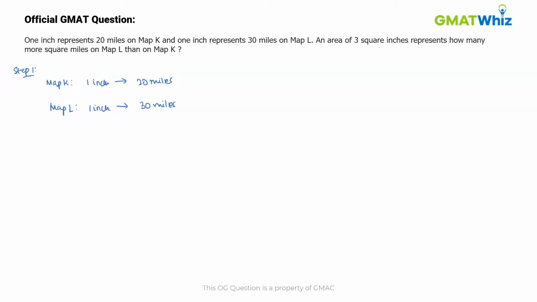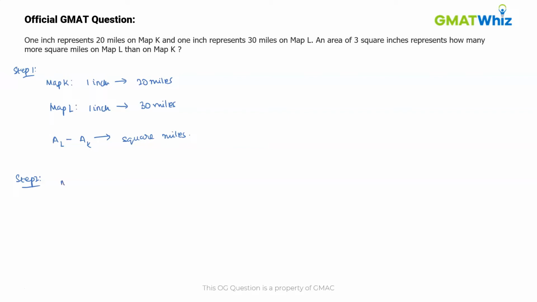We have to find an area of 3 inches squared represents how many more square miles on map L than on map K. So we have to find the difference of the area on map L and the area on map K, where the units will be in square miles. Now let's move on to step 2 and understand how to proceed with the solution.